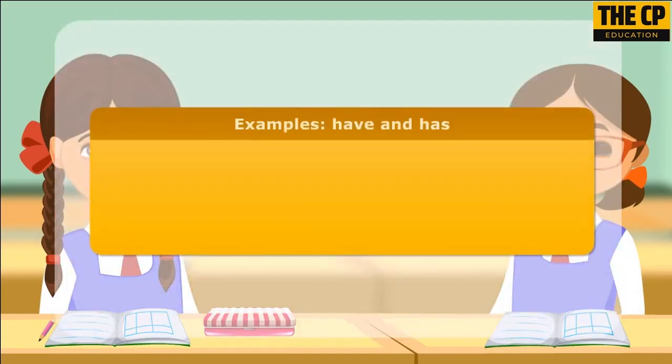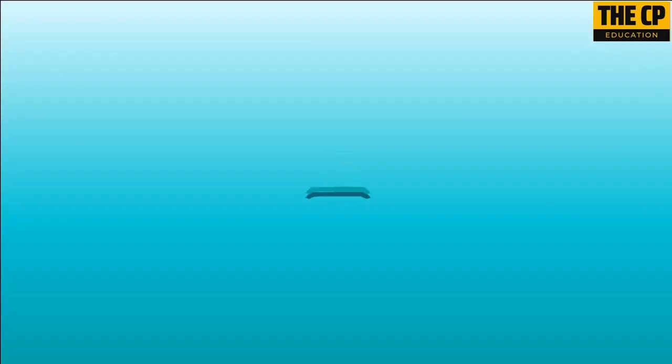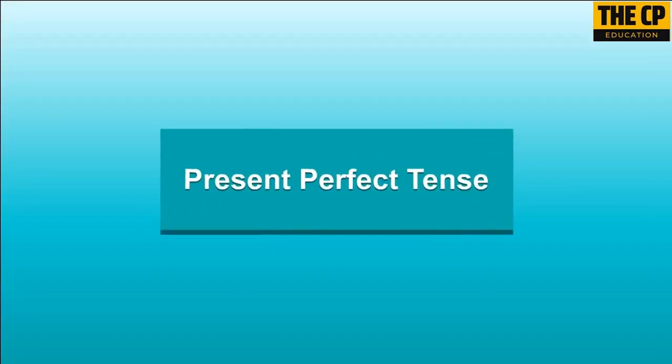Here are few more examples of use of have and has. My father has many friends. They have gone to Shimla for vacations. Present perfect tense.